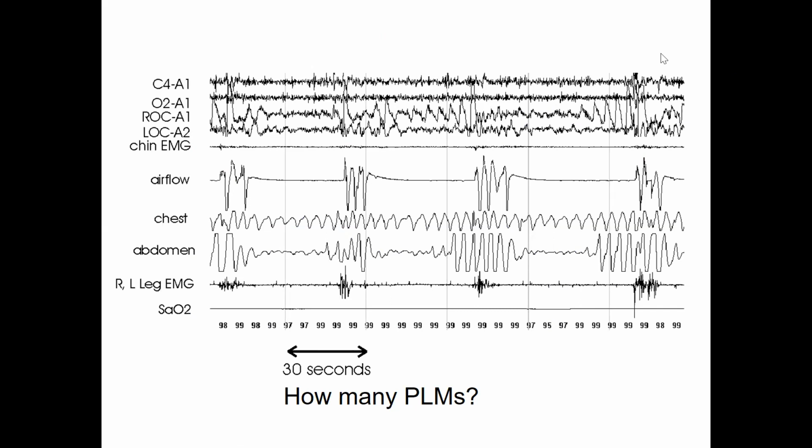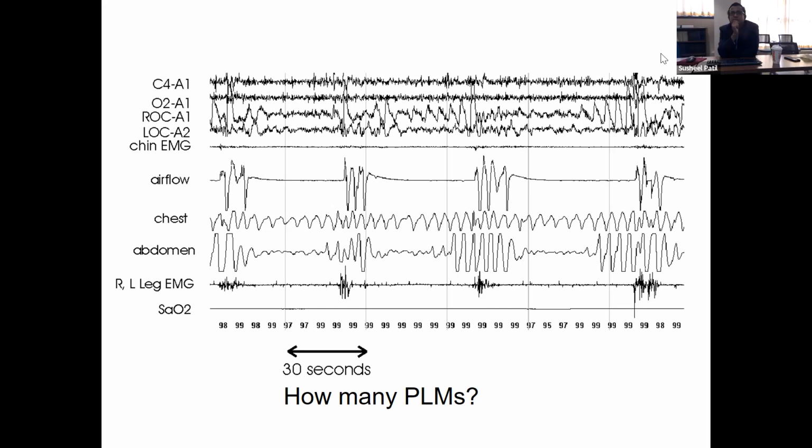The amplitude is high enough. That's number 1. Duration, by seeing this 30-second epoch, I'm pretty sure it looks like it's more than 0.5 seconds. Yeah, okay. So, yeah, you see 4 here.